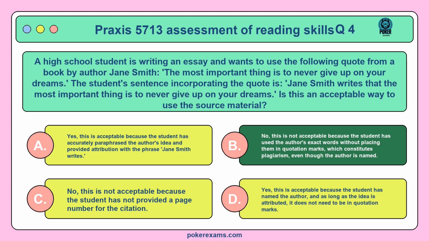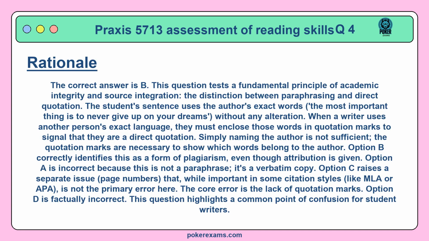The correct answer is B. This question tests a fundamental principle of academic integrity and source integration, the distinction between paraphrasing and direct quotation. The student's sentence uses the author's exact words, the most important thing is to never give up on your dreams, without any alteration. When a writer uses another person's exact language, they must enclose those words in quotation marks to signal that they are a direct quotation. Simply naming the author is not sufficient. The quotation marks are necessary to show which words belong to the author.